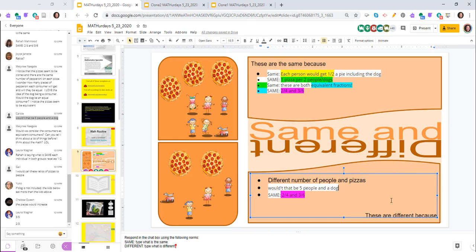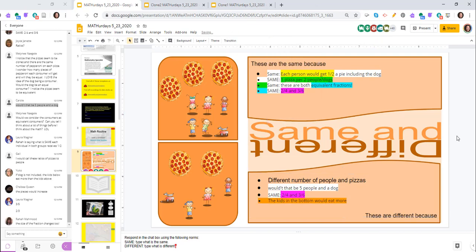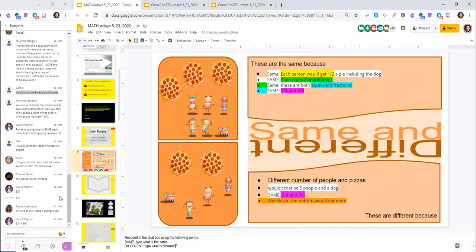Yuko, can you tell us a little bit about why you said the kids in the bottom would eat more? Yes, because if you don't include a dog, the kids below, they would divide the 2 pizzas by 3 among them. So that's 2/3. But above picture, it would be 3/5. So that each kid will... 2/3 is bigger than 3/5. Awesome. Right, it's bigger.